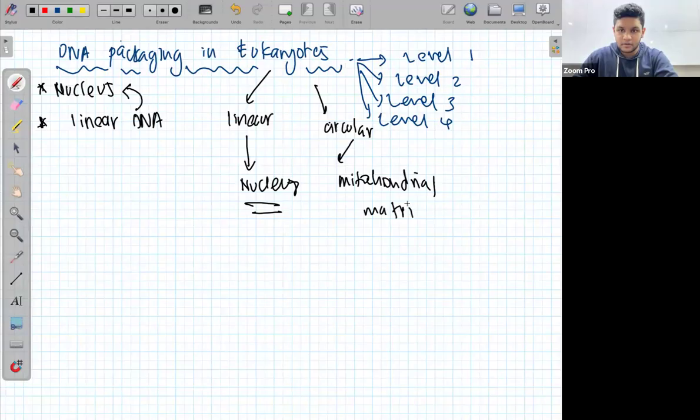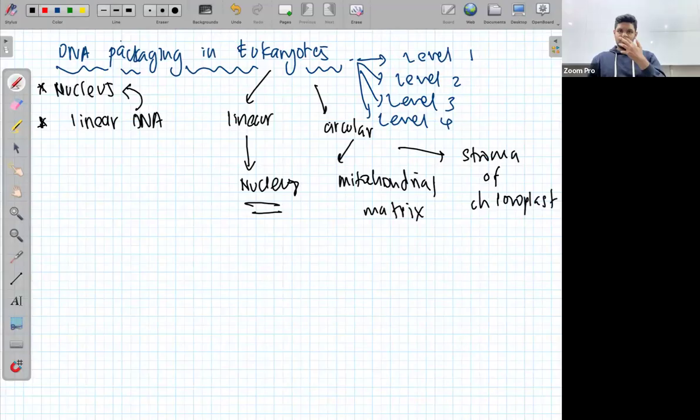It is present in the mitochondrial matrix and in the stroma of the chloroplast. So now say, do eukaryotes have only linear DNA? No, they have both linear and circular DNA. But prokaryotes have only circular DNA, right? Right.